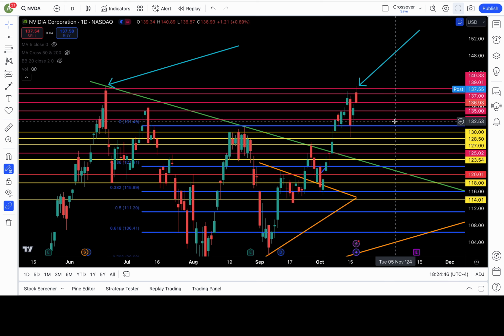With 133, 131.5, and 130 in play. Below 131.5, I would definitely be bearish. Possibly could get back all the way down to 125 and 123.5. Big possibility. All right. Double top is only canceled if we can get above what's the high?